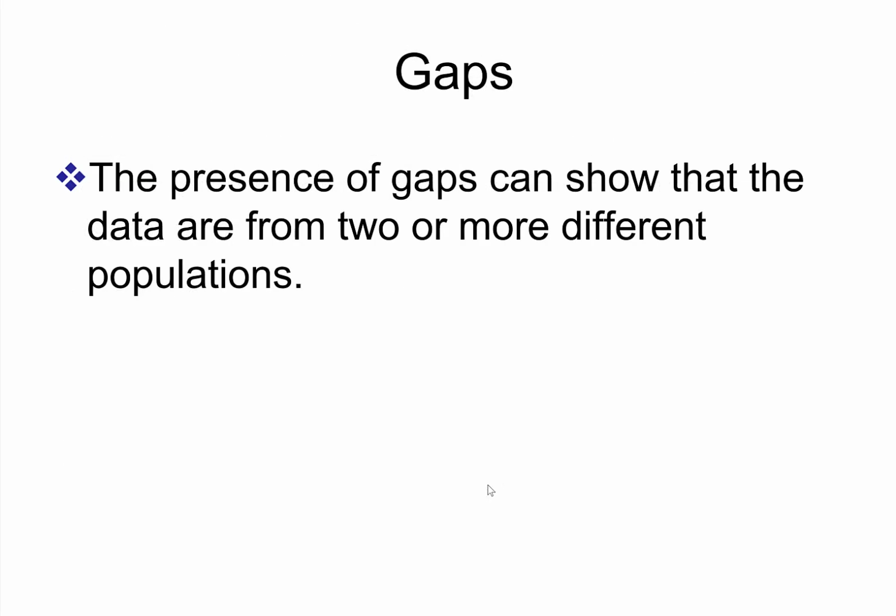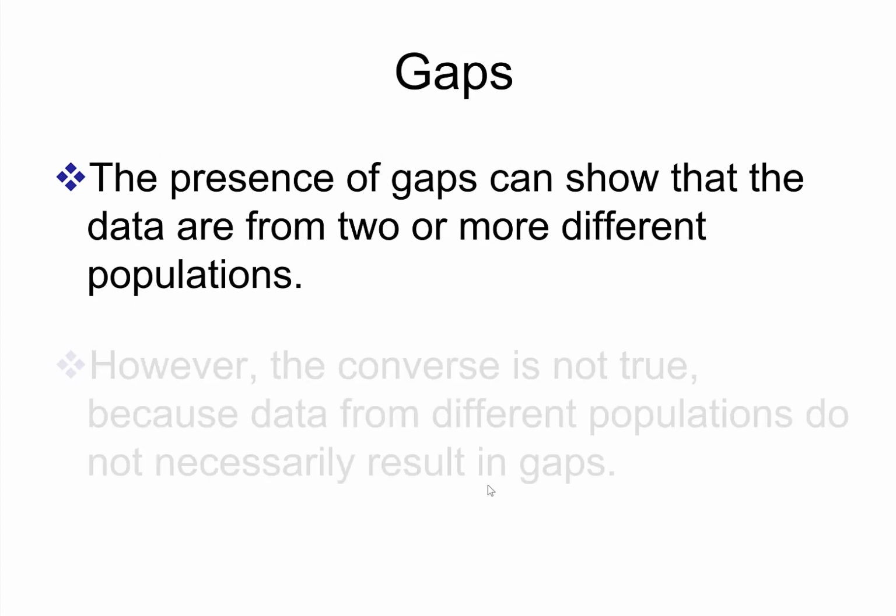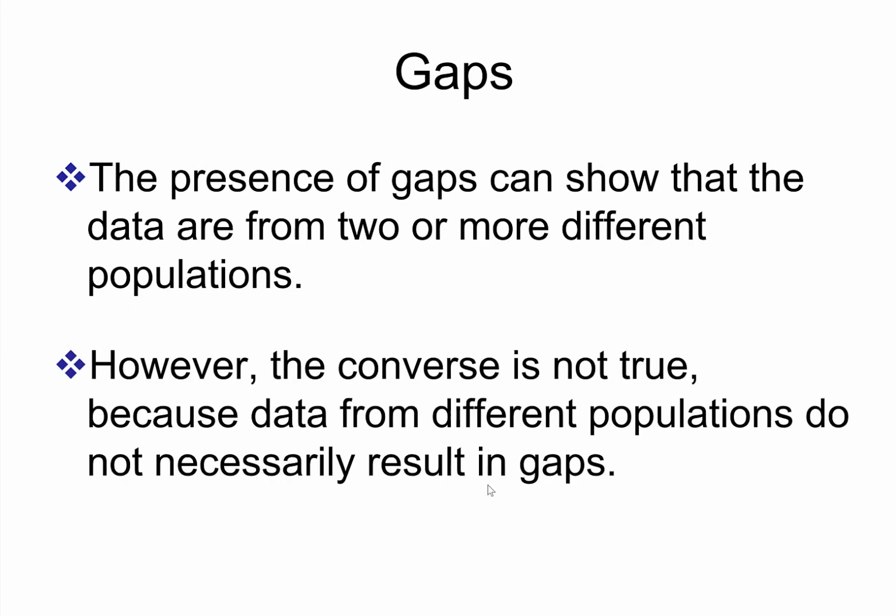The presence of gaps can show that perhaps the data were collected from two different populations. However, the converse is not true, because data from different populations don't necessarily result in gaps.